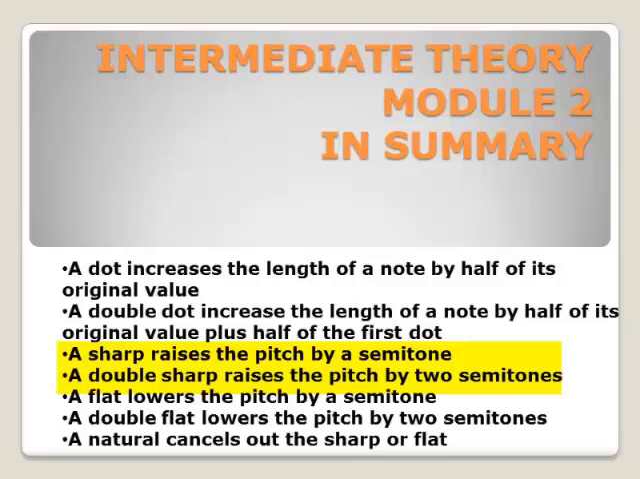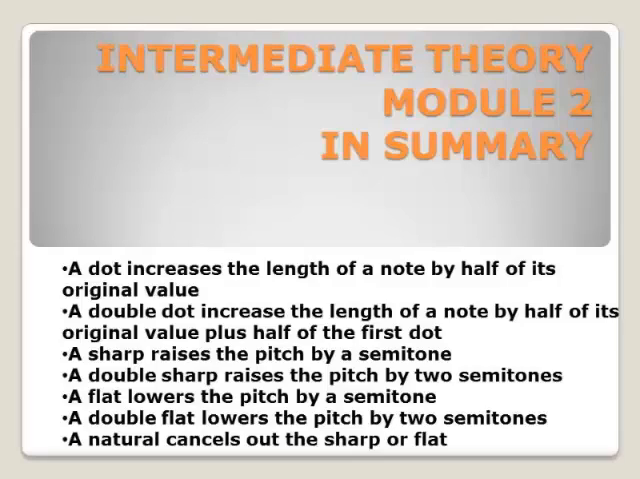While a sharp raises the pitch of a note by a semitone, a double sharp will raise the pitch of the note by two semitones. A flat will lower the pitch by a semitone, and a double flat will lower the pitch by two semitones. A natural will cancel out any sharp or flat either in that measure or in the key signature.